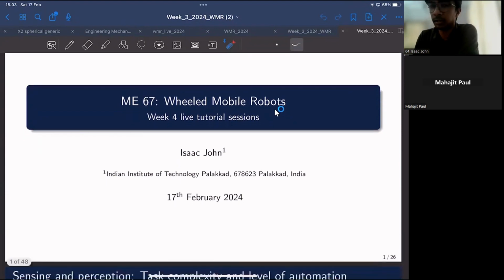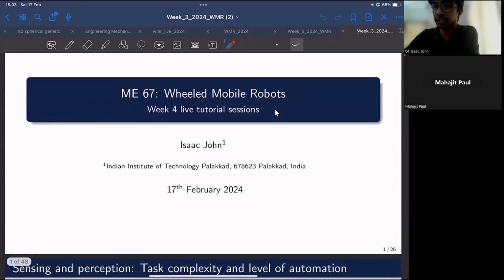Okay, so yeah, we'll start with the sessions on week four, wheel mobile robots. I hope the courses have been going well for you. Until now, we have been discussing the mechanics of wheel mobile robots.